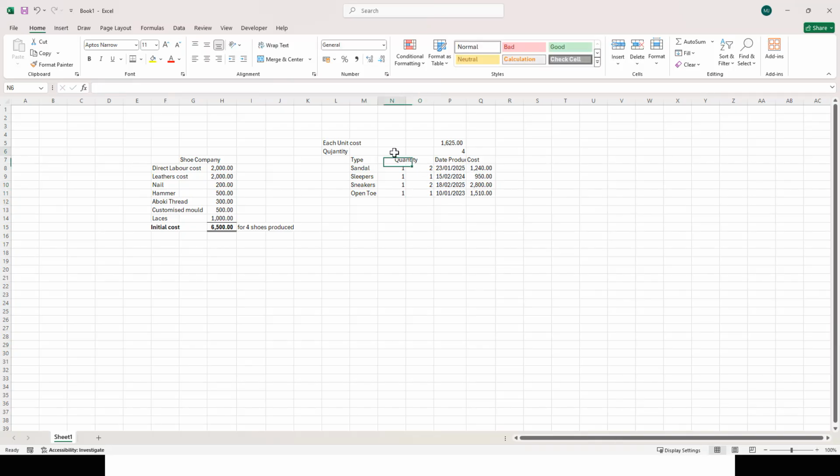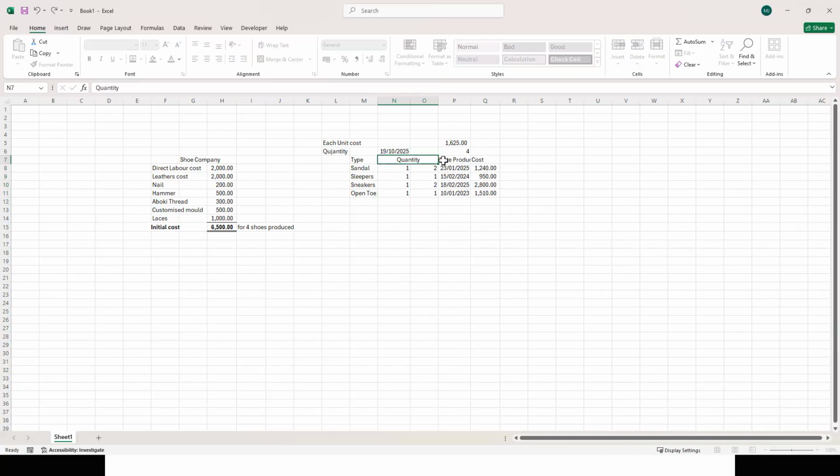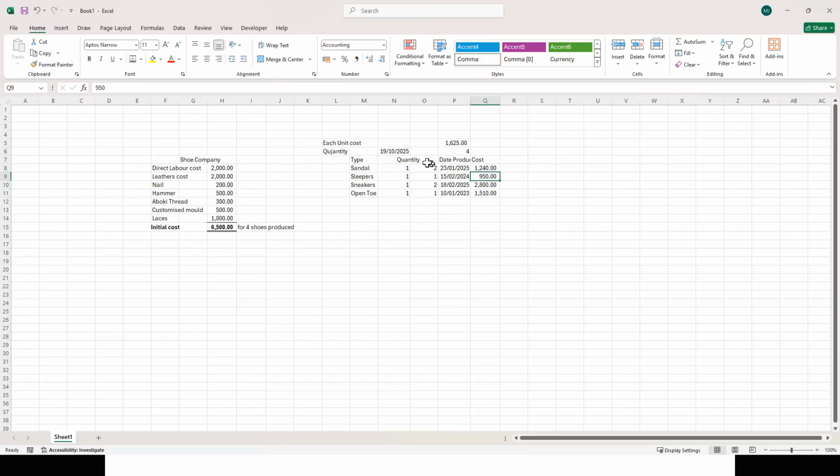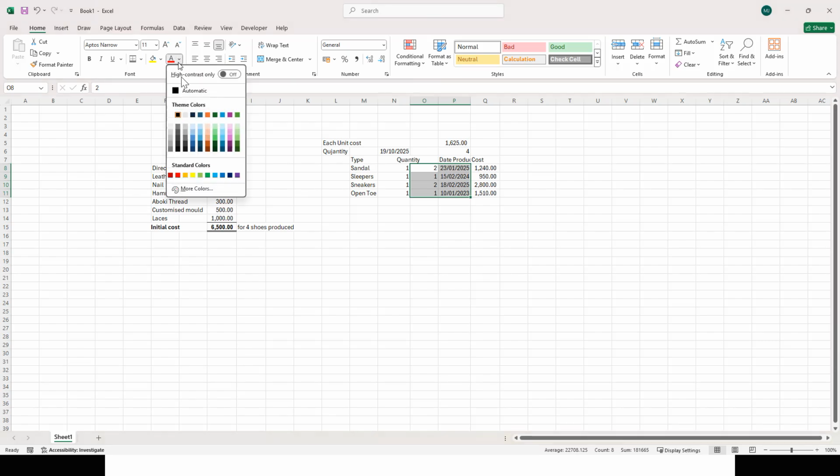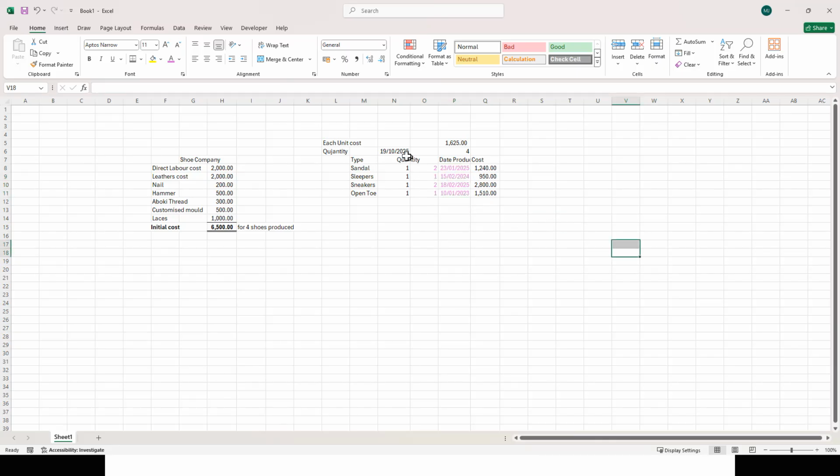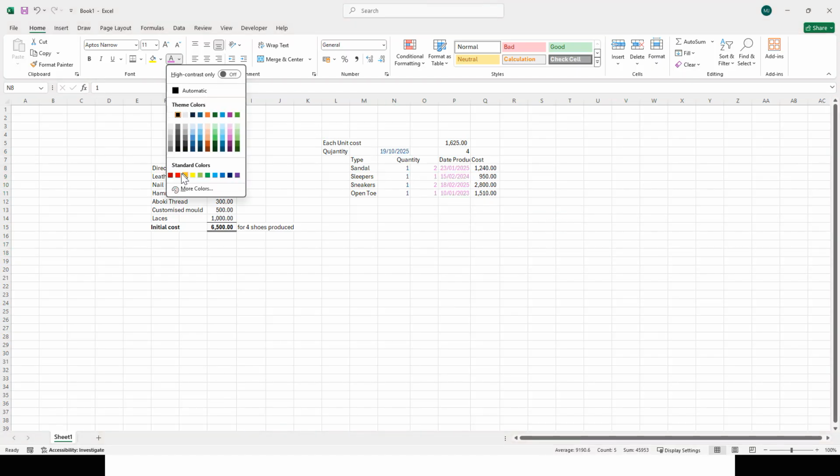These ones were produced today, right? While these ones were produced at this date, so I'm going to color them so you can easily understand them. Is that clear? Are we clear with the question?